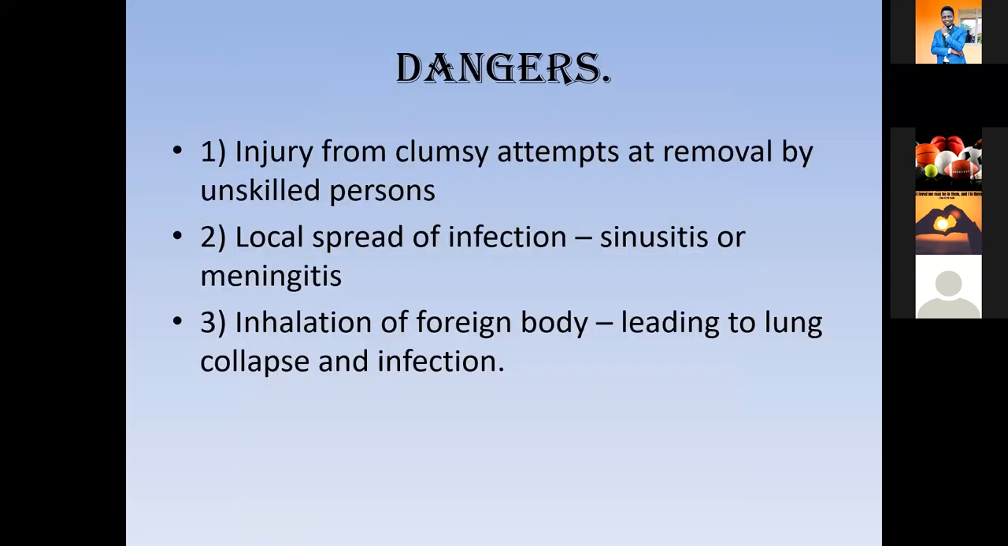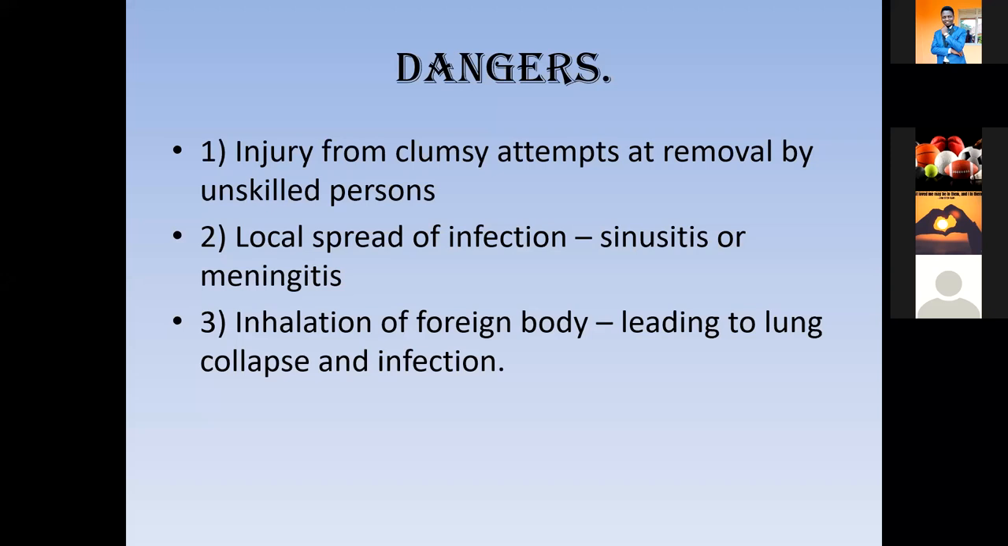So, dangers of foreign bodies in the nose. One is injury from clumsy attempts at removal by unskilled personnel. Sometimes these foreign bodies occur in the village, and the village caretakers or the village herbalists try to give the patient what we call snuff. It's a drug that they use to make the patients sneeze, so they sneeze it out. Sometimes it works, sometimes it doesn't. Sometimes they try to use safety pins, and they end up traumatizing the nose.